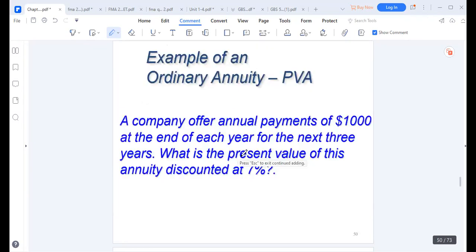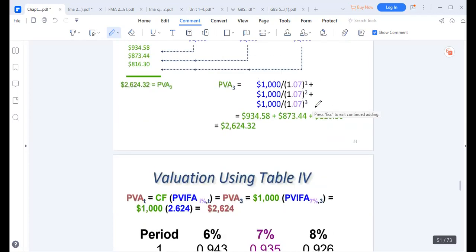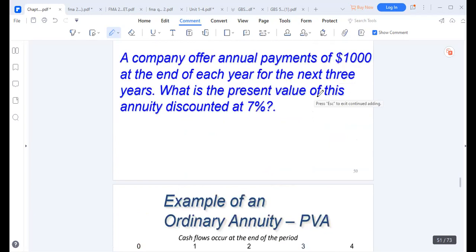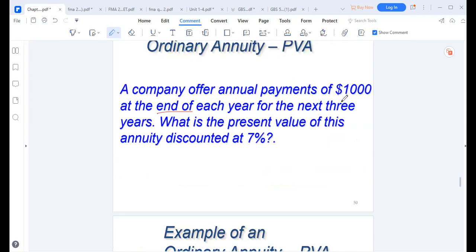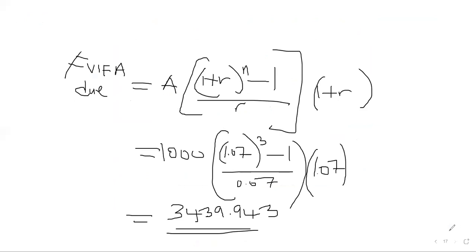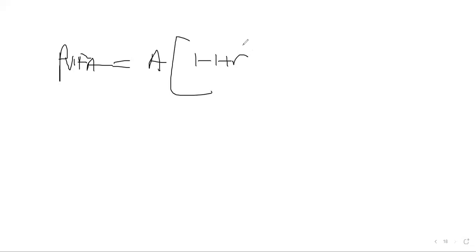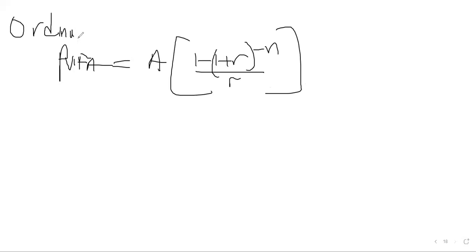Then the ordinary annuity present value. Getting down to the other one, the present value is just the discount, it's the opposite. So for the present value of this ordinary annuity, where the payments are done at the end, the present value interest factor annuity is going to be the amount, then 1 minus 1 plus r to the power negative n, over r. This is for ordinary, so it's when payments are done at the end of the period.